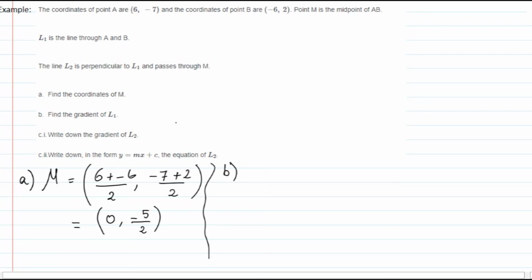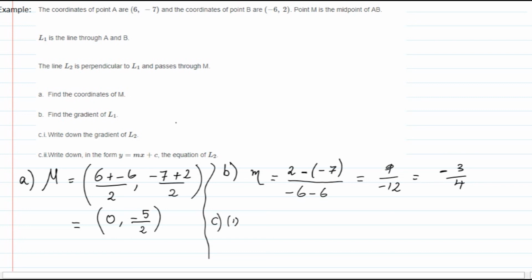Part B. We want to find the gradient of L1. The gradient is the change in y over the change in x, which is 2 minus -7 over -6 minus 6, which is equal to 9 over -12. To simplify it more, it is equal to -3 over 4. This is the gradient of the line L1.